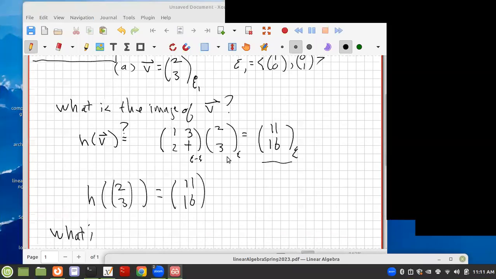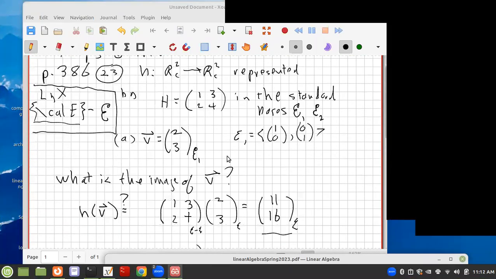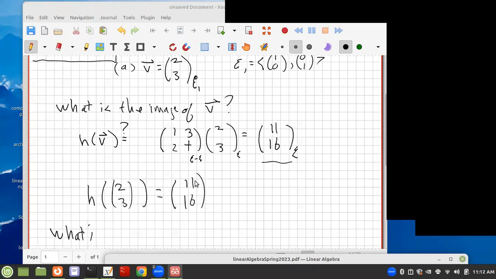Apologies to the people in person for repeating a little bit, but we want to find the image of this vector, and H takes us from vectors in the standard basis to the standard basis. So I just do matrix multiplication: this matrix times (2, 3), do the arithmetic, gives me (11, 16). Because this is the standard basis, the result is in the standard basis, which is what I want. And so this is the answer. This vector here is the image.